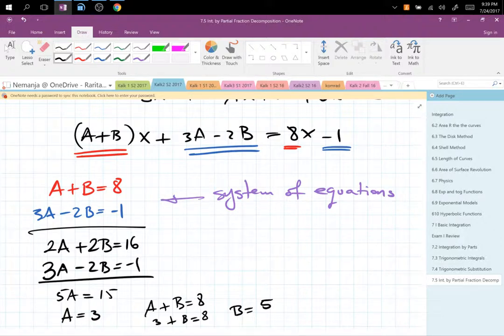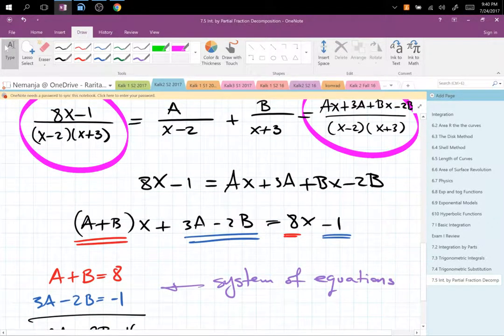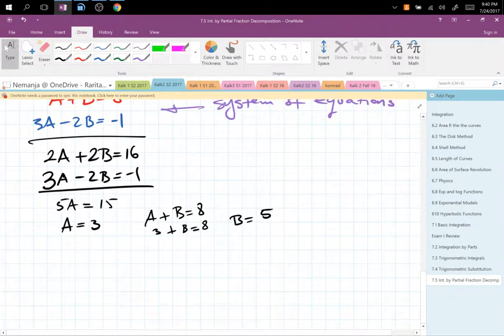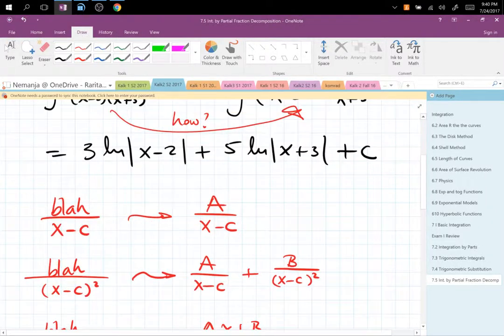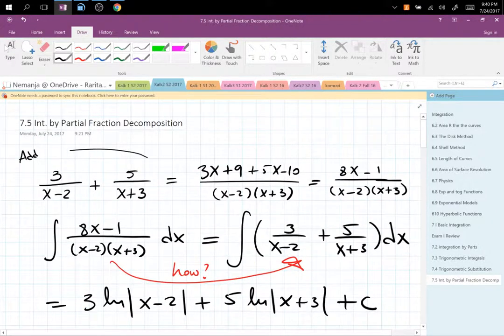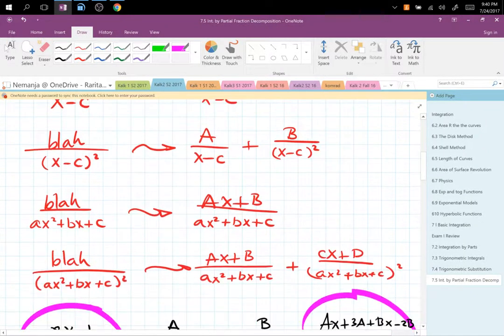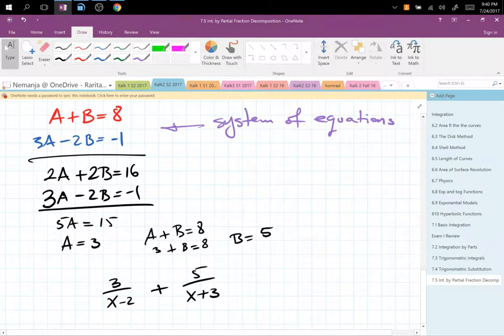So that is the trick. You get your A, you get your B, and you place them above. So A above x minus 2, and 5 above x plus 3. And now if I go all the way to the beginning of the problem, yep, see, that's that. So that is partial fraction decomposition.